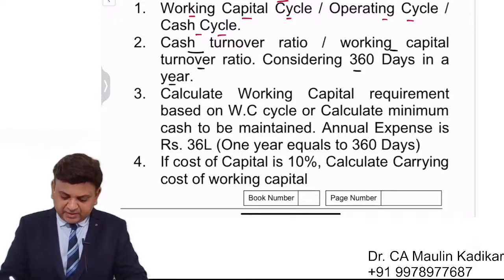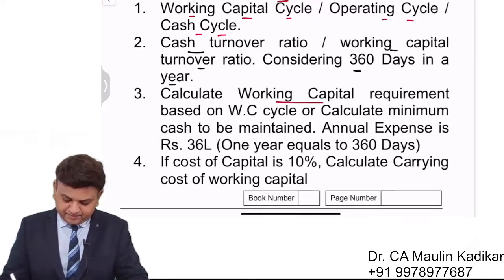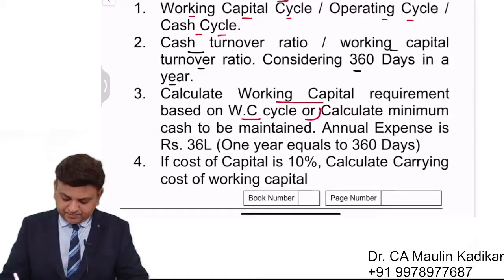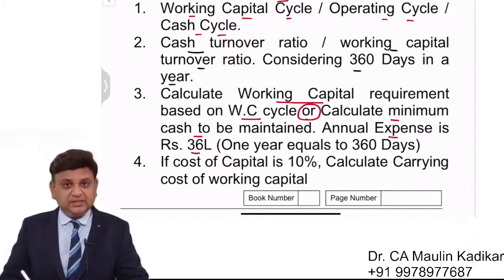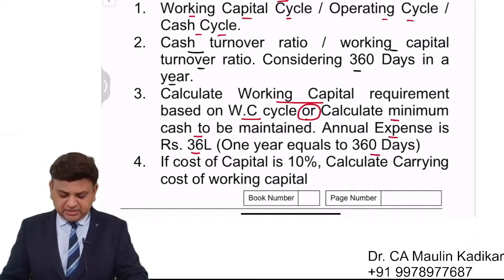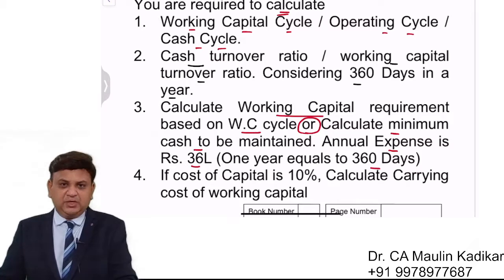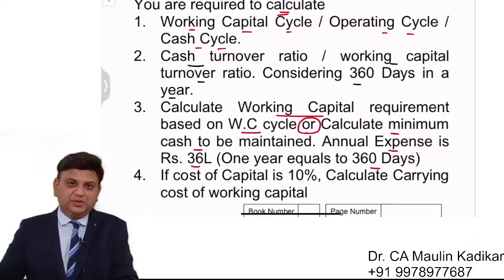Calculate working capital requirement based on working capital cycle or minimum cash to be maintained. Annual expense of the company is 36 lakhs and 1 year consists of 360 days. I want somebody of you to answer in the chat box what would be the answer for the third question.